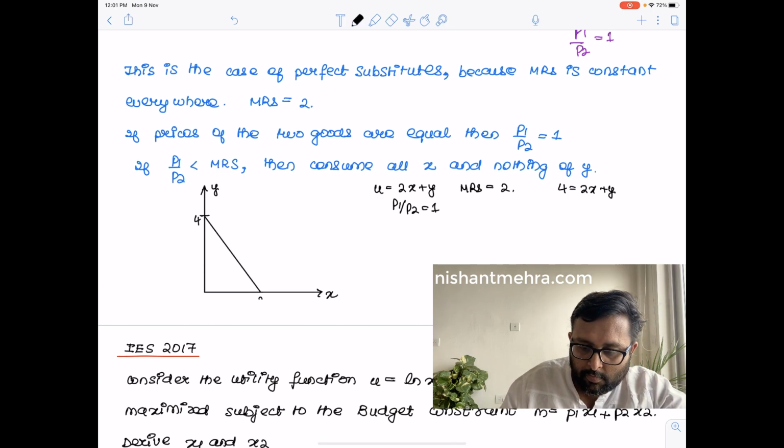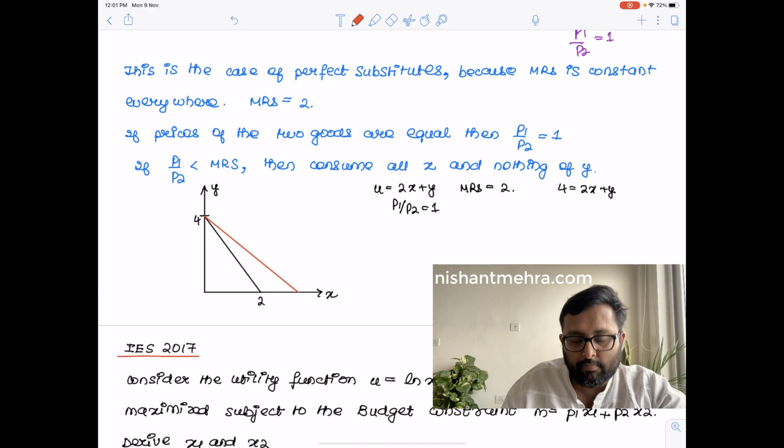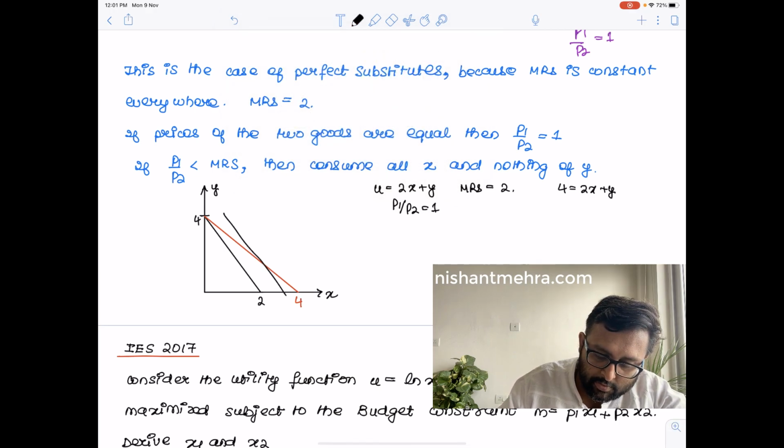This is 2. And what is the slope of the budget constraint? 4 upon 4, 1. Right. So given this red budget line, you'll ask yourself, what is the highest indifference curve? Is this the highest? No. Is this the highest? No. This one is the highest.